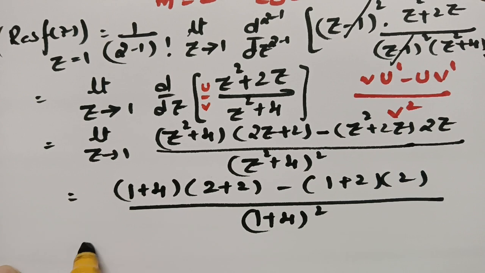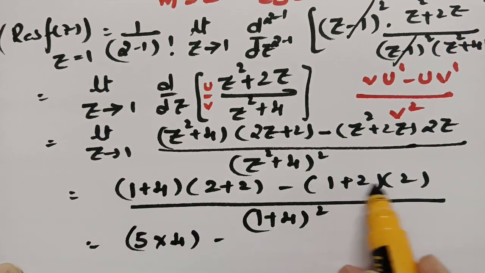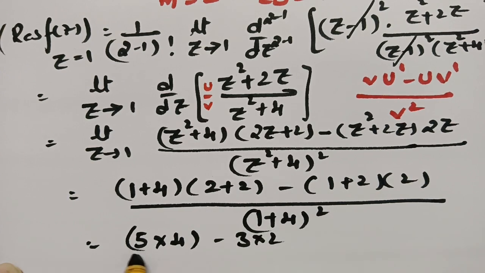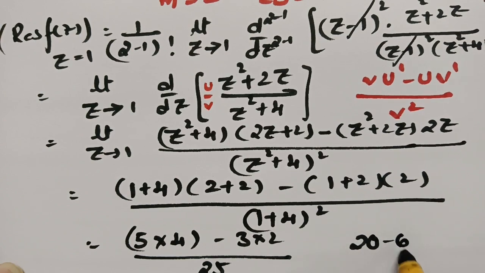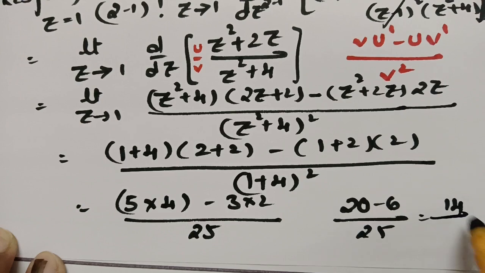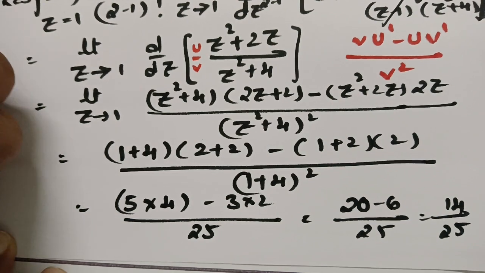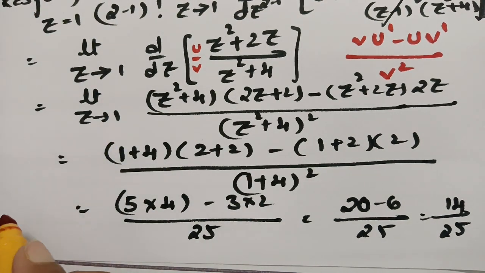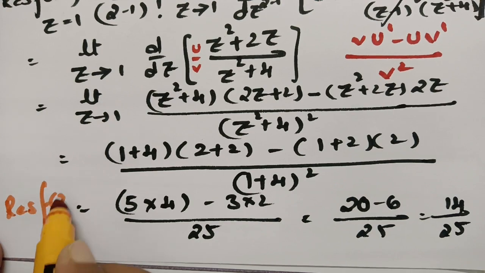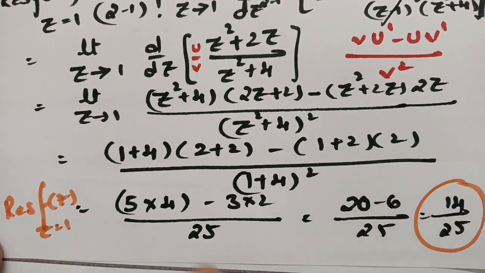So this is going to become 5 into 4, that is 20, minus 3 into 2 by 5 square, this value is 25. So which is equal to 20 minus 6 by 25, the value here is 14 by 25. So this is the residue value of f of z at point z is equal to 1. So the value here is 14 by 25.